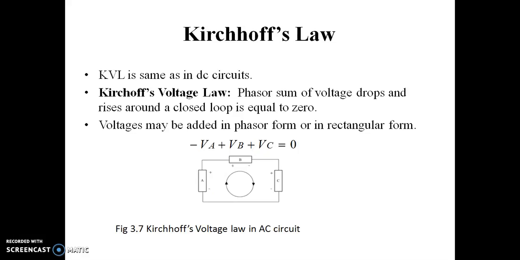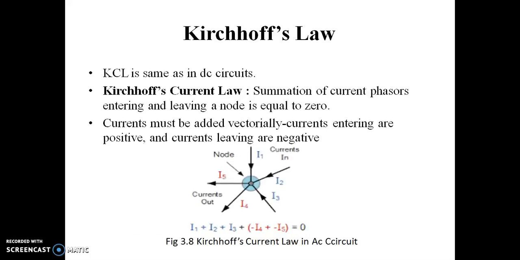Kirchhoff's law. KVL is the same as in DC circuit. Kirchhoff's voltage law in an AC circuit states that the phasor sum of voltage drops and rises around a closed loop is equal to 0. From figure 3.7 we can see that the phasor sum of voltage across A, B and C is equal to 0.